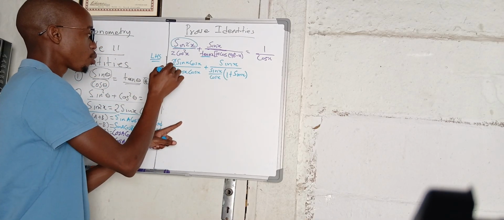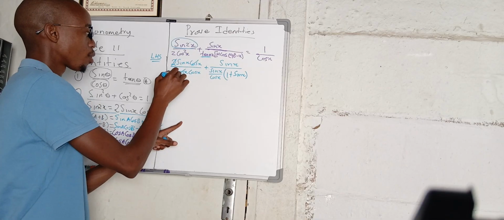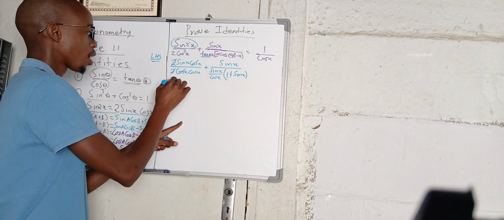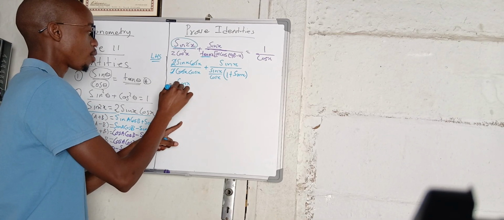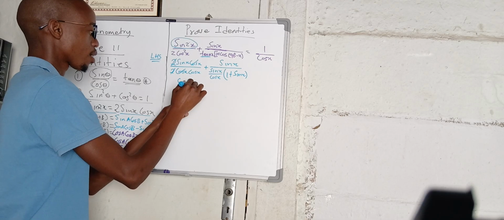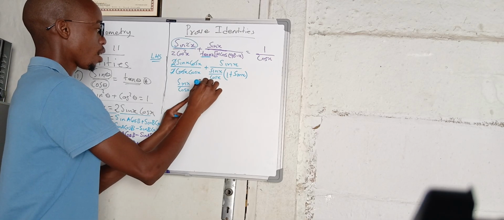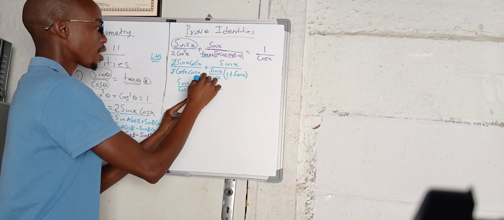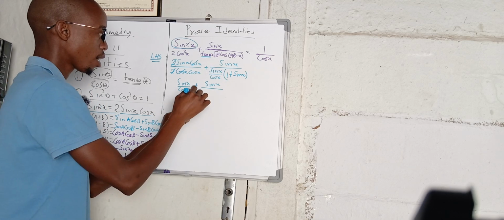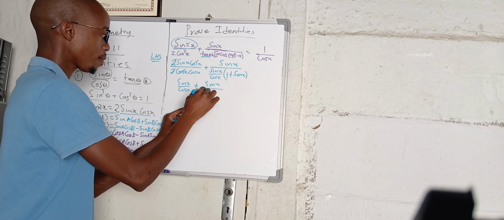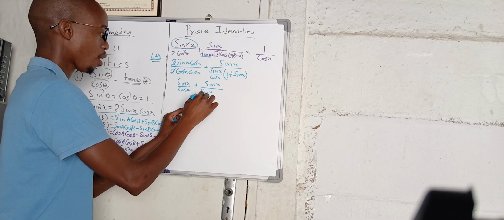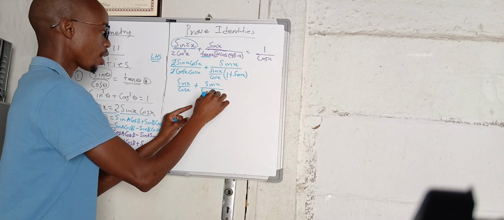Now let's check. I can remove 2 and 2, cos and cos. So I'll be left with sine x all over cos x, plus, in here, sine x. Underneath here, I'm going to distribute my sine over cos, which is going to be sine x over cos x. And then I'll end up having what?